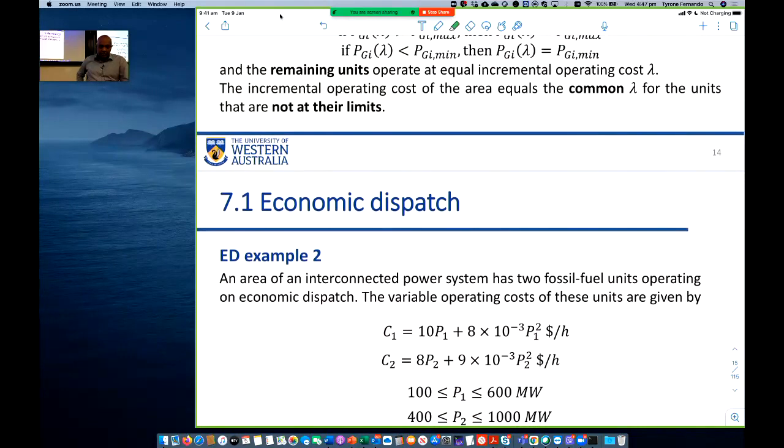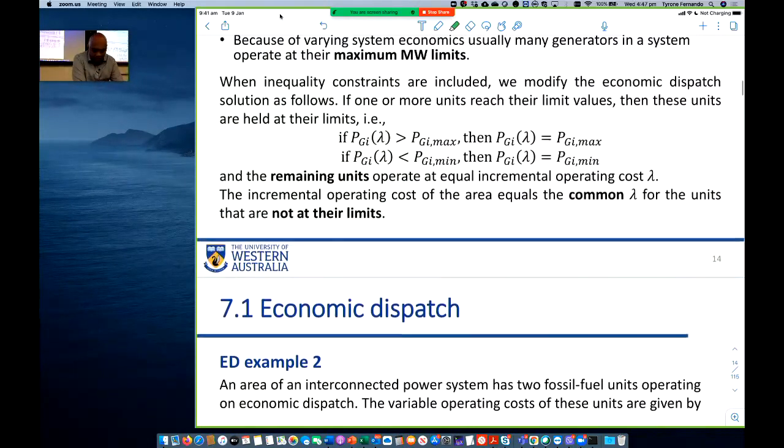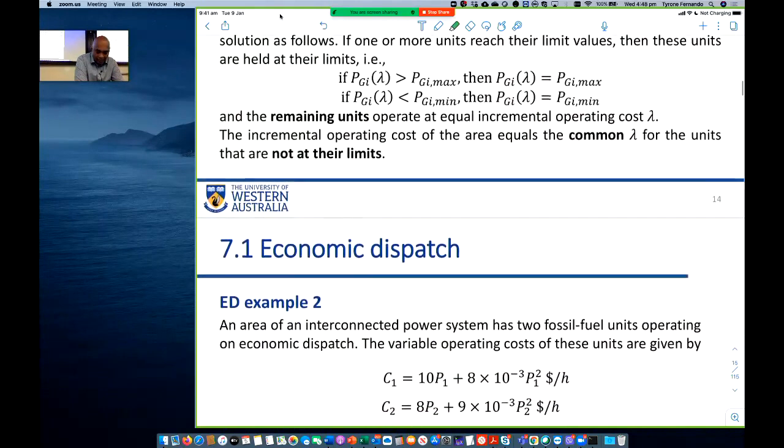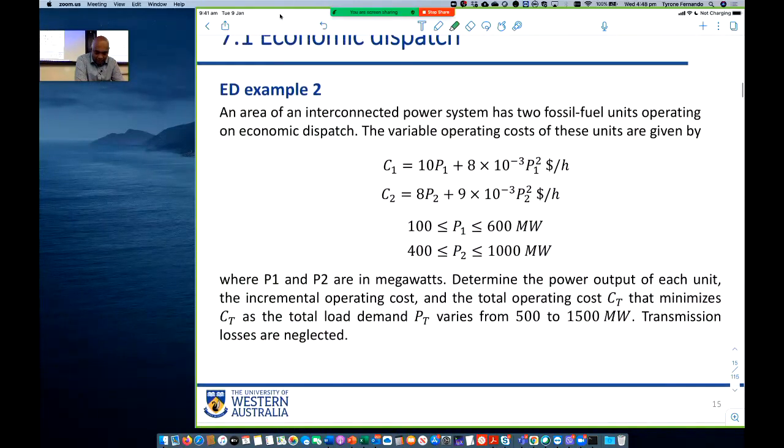The ones that have reached the limit no longer participate in the economic dispatch equation because they have reached the limit. We can't make it go higher if it reaches the upper limit, or lower if it reaches the lower limit. It's only the other generators that will participate in the economic dispatch, not the ones that have reached the limit. So here is an example.